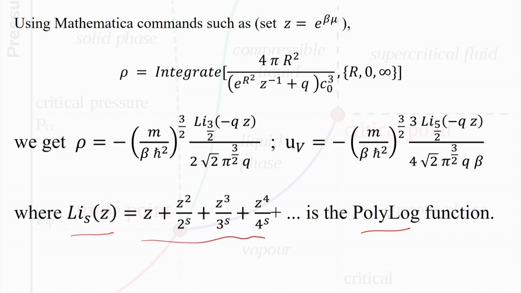So, this is the polylog. We can tabulate these for various values of s. The values of interest in the case of 3-dimensional quantum gases are s equals 3/2 for number density and s equals 5/2 for energy density. For number density, we will have to calculate this polylog function for s equals 3/2, and for the energy density we need the polylog function for s equals 5/2.